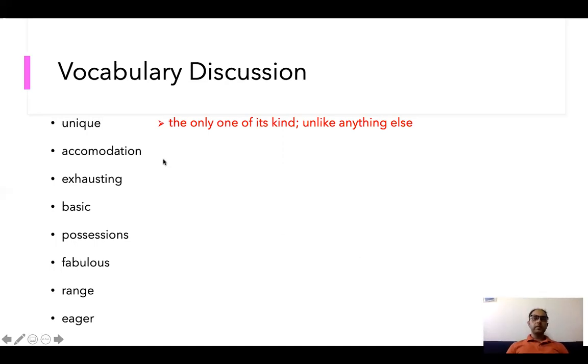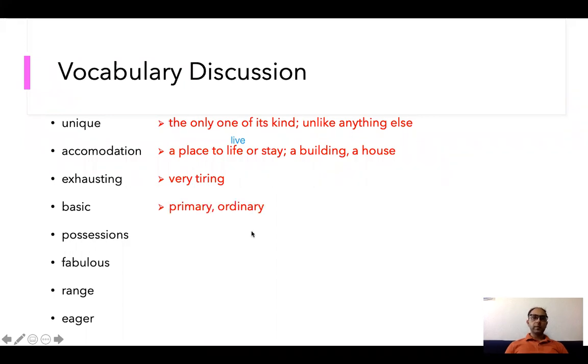Okay. Next is accommodation. Accommodation is the place you live. A place to live or stay, or a building, or a house. That's what we call accommodation. Next is exhausting. Exhausting means tiring. Something that is very tiring is exhausting. Next, primary means ordinary, basic. Basic things. A primary, basic lifestyle: a very usual, common lifestyle.